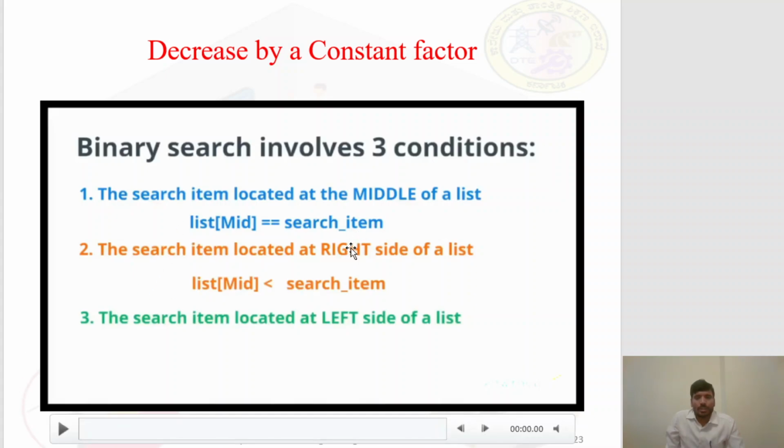So here are 3 conditions in the binary search. The search item is located at the middle of the list, that is list of mid equal to search item. This is the one condition. If the first condition fails, then go for the second condition: search for the item located at the right side of the list if list of mid is less than search item, or search item is greater than the mid. If both conditions fail, then go for the third condition: the search item is located at the left side of the list. Okay students, so here the problem size is reduced by a constant factor, which we already discussed in the last session.